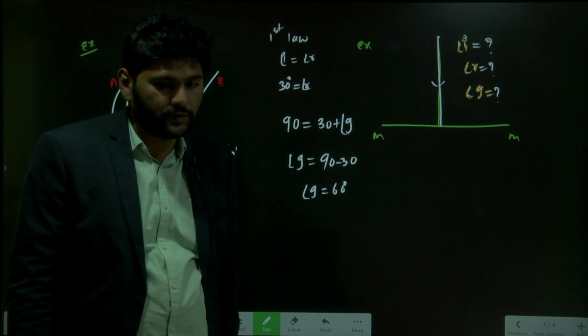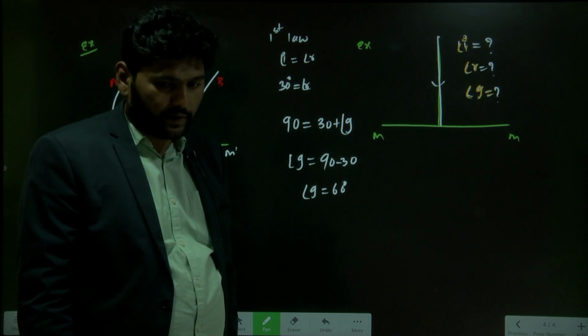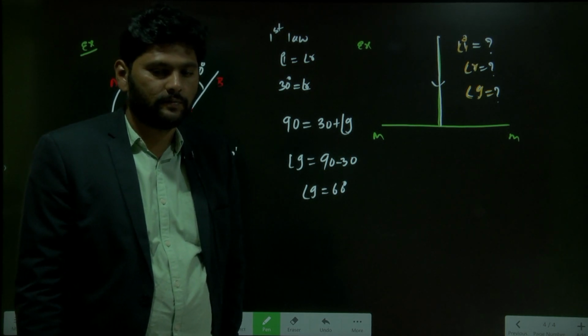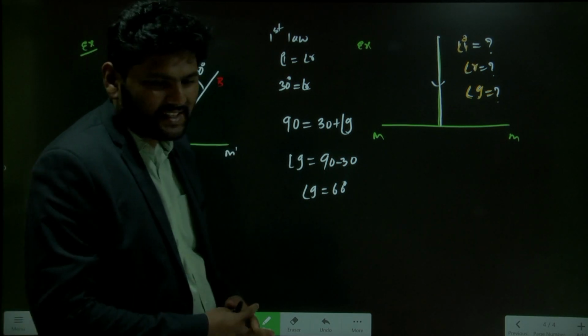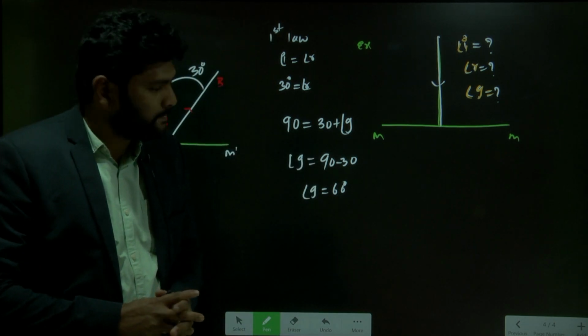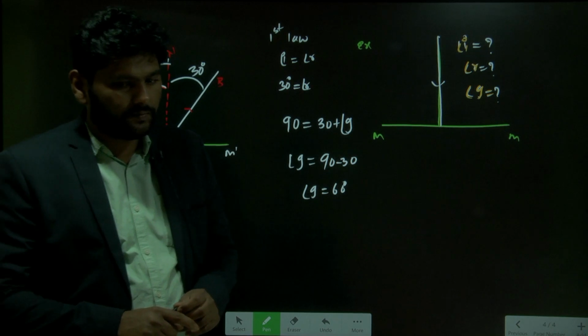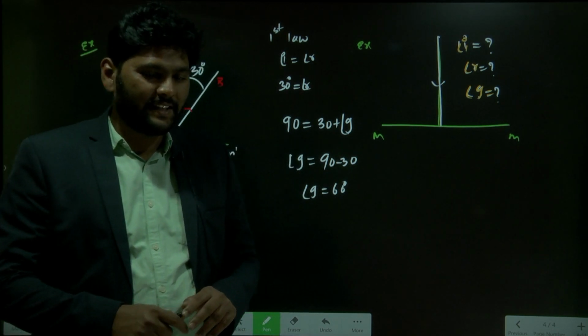Sir, the incident angle is 0. Very good. The reflection angle is also 0. Very good. The glancing angle is 90 degrees. How? I want reasons. You are very much right, you are very much correct. The reason is that the normal angle is 90 degrees and the incident angle is 0 degrees.